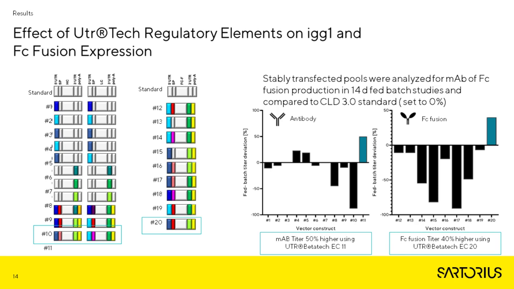And here is the result of that initial screening. These are pool fed batch titers in comparison to the standard. The standard was set to 0, and what we see is that indeed we have one combination each of those UTRs, in the case of antibody as well as with a single chain product such as an FC fusion, which seems to have shown an increase in productivity at first view. So the obvious step for us was to validate this with more products.